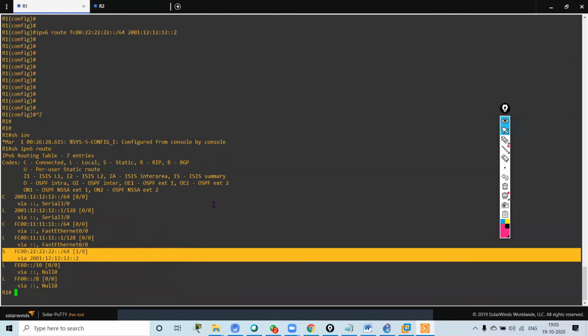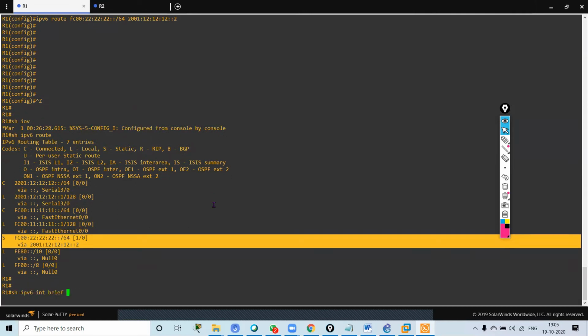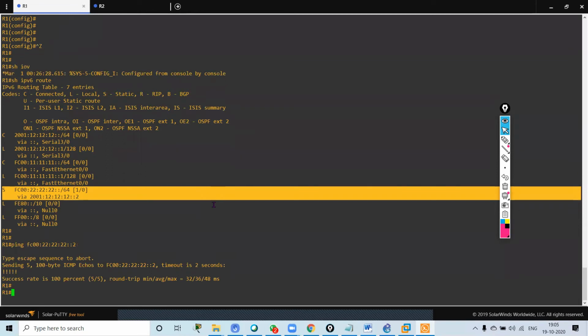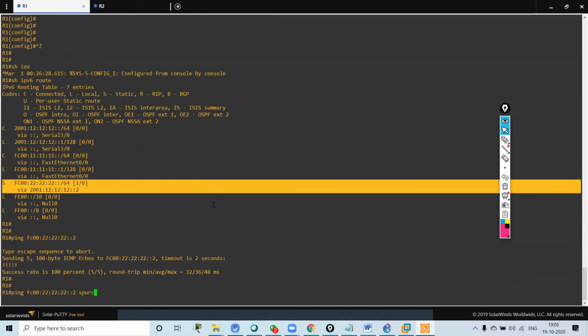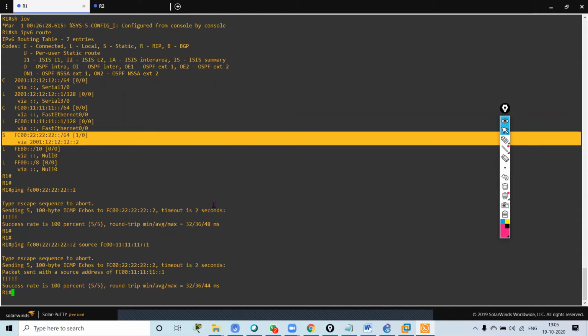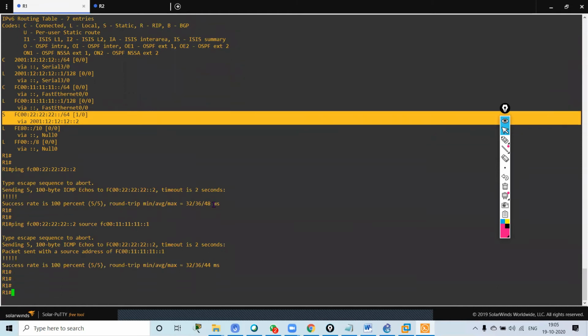Okay. Now, if I try to ping, I am able to ping. If I try to ping from the source, I'll use the source as FC00:11:11:11:1. I am able to ping from LAN to LAN. I am able to ping from LAN interface to LAN interface. Correct?